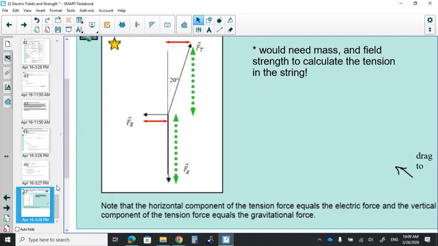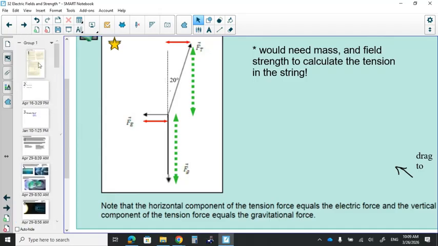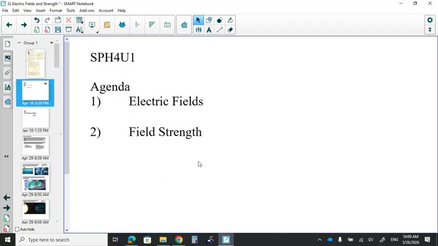So that's just the note about them being the same. So that is electric fields and electric field strength.